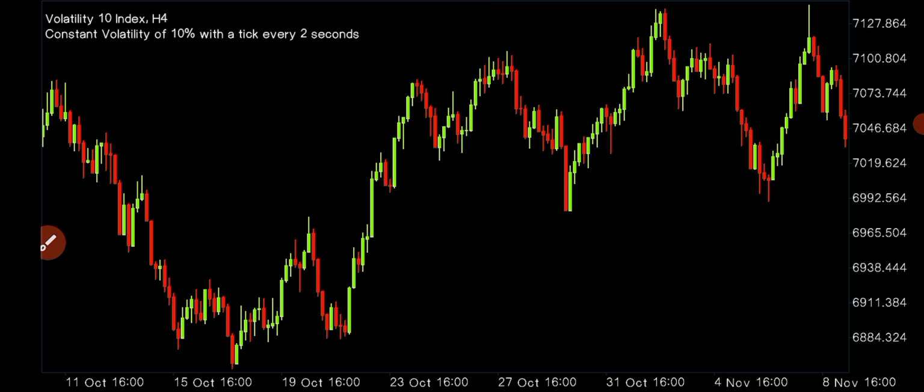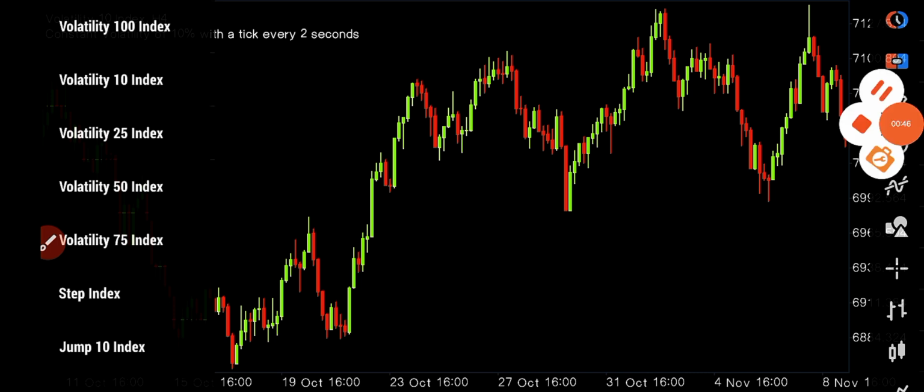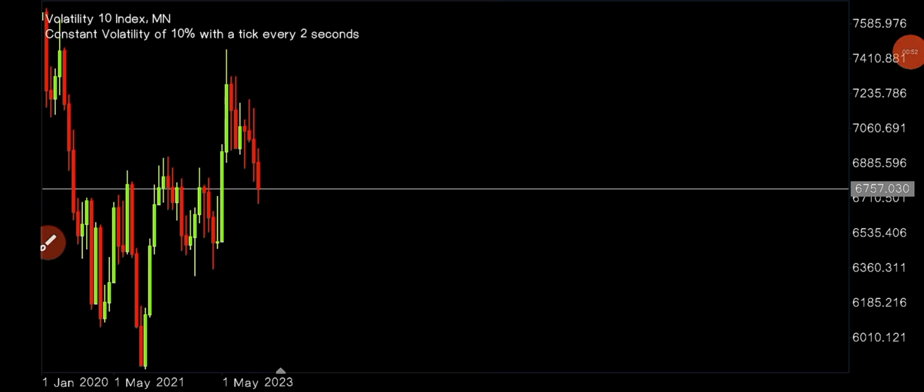So with me here is Volatility 10 index, and we're going to analyze this pair, right? So top-down analysis, as I usually say, starts from where? The monthly time frame, right? So we go to the monthly time frame. This is the monthly time frame.